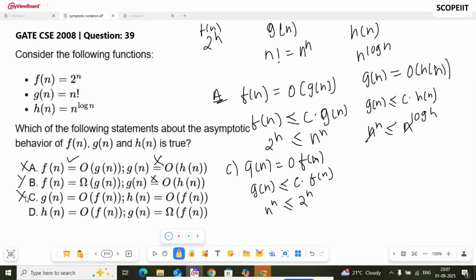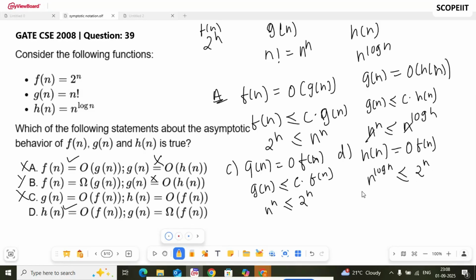So we already got that option D is the correct one, but still we will cross check. Let us check option D. H of n is equal to big O of f of n. What is the h of n value? H of n is n to the power log n. So n to the power log n is less than or equal to big O of f of n, where f of n is 2 to the power n. Yes, as per my order of growth, n to the power log n is less than or equal to 2 to the power n. This is true.